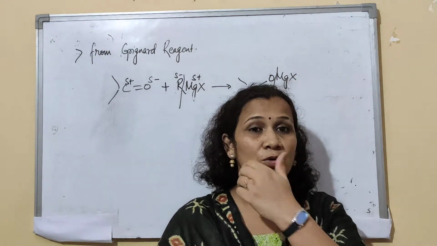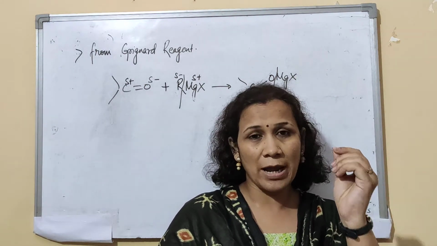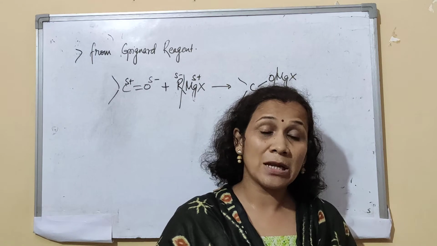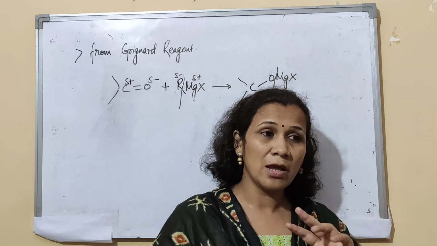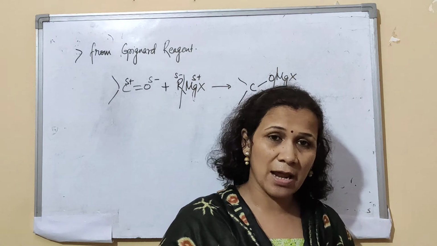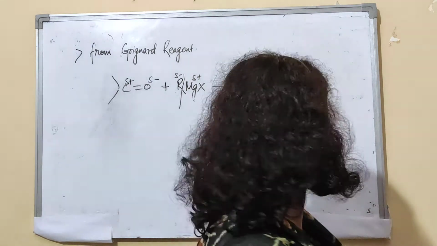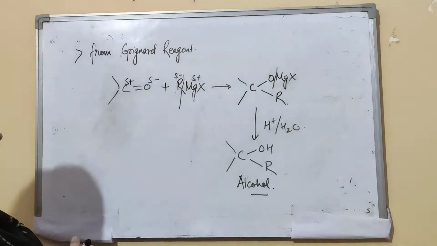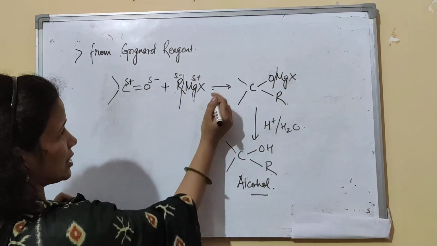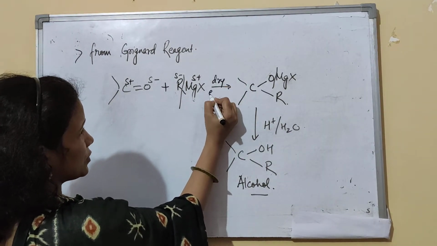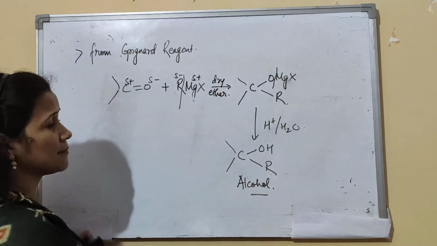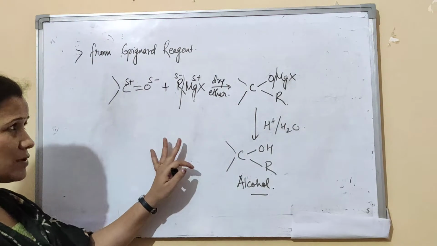But what we are going to do is write 3 examples to make different alcohols, 1 degree, 2 degree and 3 degree alcohols, by using suitable Grignard reagents. So let's see how we do it. This is the general mechanism, and whenever you use Grignard reagent, you have to remember to use it in the presence of dry ether.